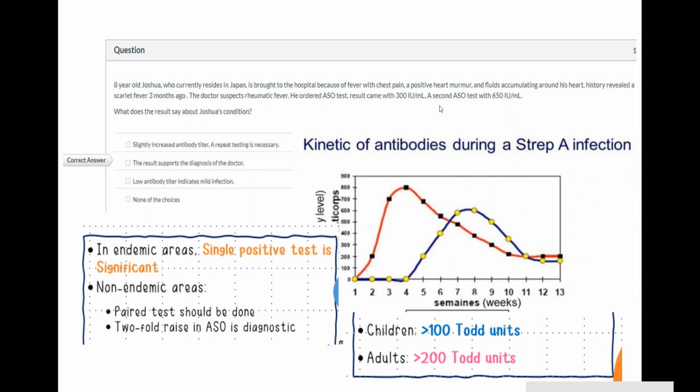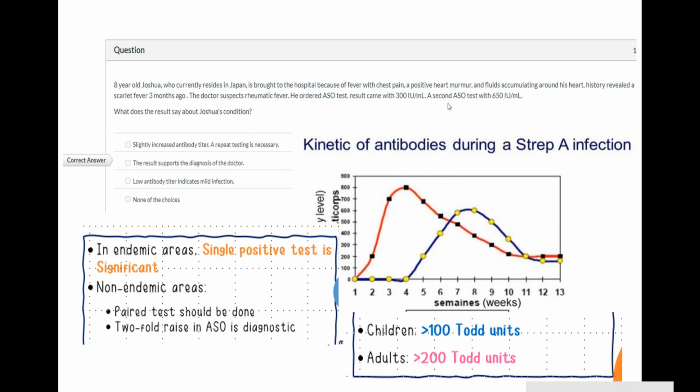Now, in this case, I gave a scenario of two ASO testings, and there is a twofold increase on the second ASO titer. Now, this result is significant such that this is diagnostic of an active or a very recent streptococcal infection. Okay, let me repeat that. The twofold increase in ASO is diagnostic for a streptococcal infection.